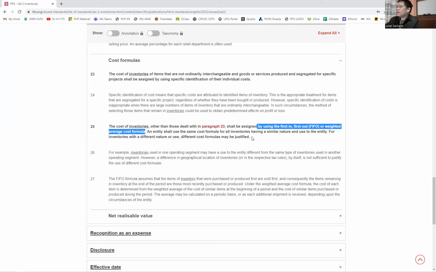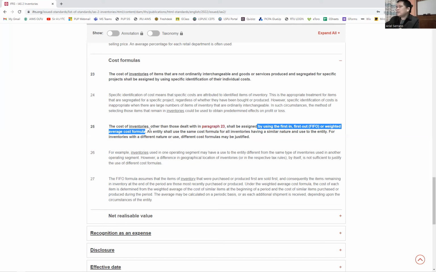Pero dito, we also need to consider periodic inventory system or perpetual inventory system. Kaya nga meron tayong tinatawag na mga moving average or weighted average. So, ito yung tinutukoy natin sa mga cost formulas. Either specific identification or kung interchangeable yung mga products.